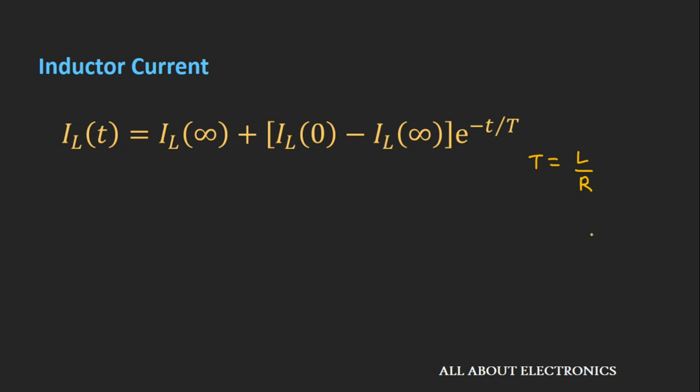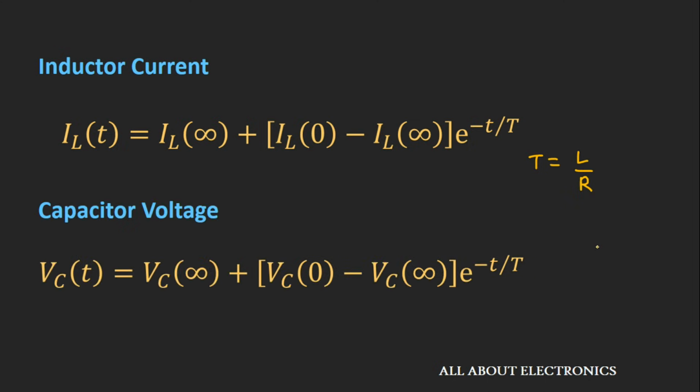Similarly, if the circuit is an RC circuit, then the capacitor voltage can be given as Vc(t) equal to the capacitor voltage at steady state, that is at time t equal to infinity, plus [the capacitor voltage at time t equal to 0 minus the capacitor voltage at time t equal to infinity] into e to the power minus t by T, where here this capital T is nothing but R into C.